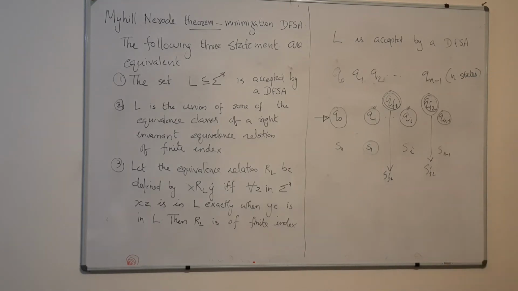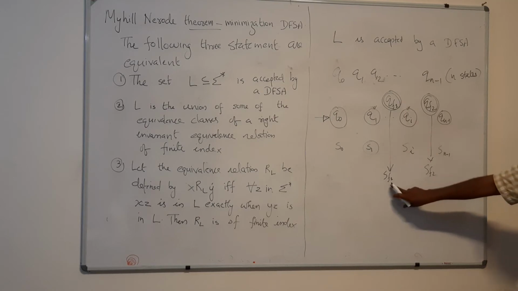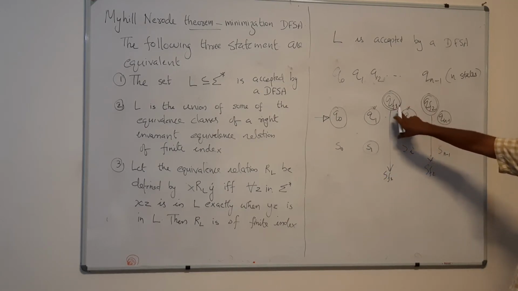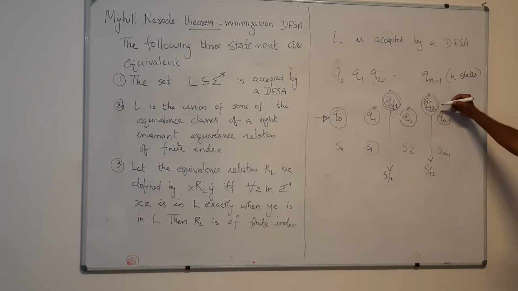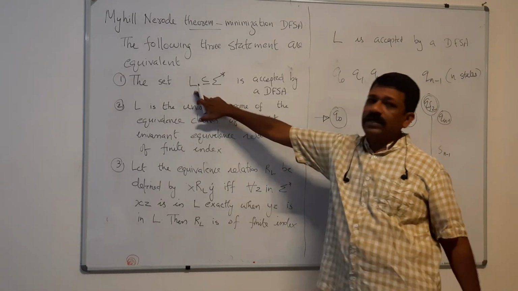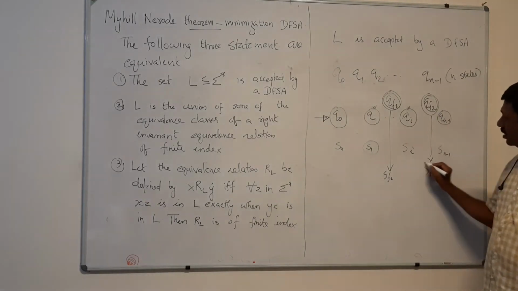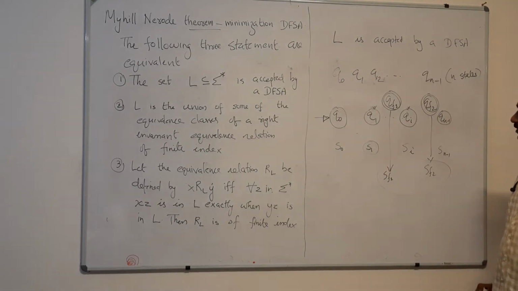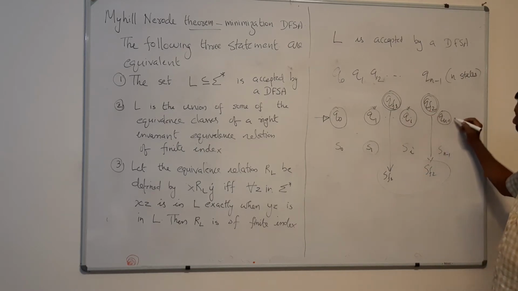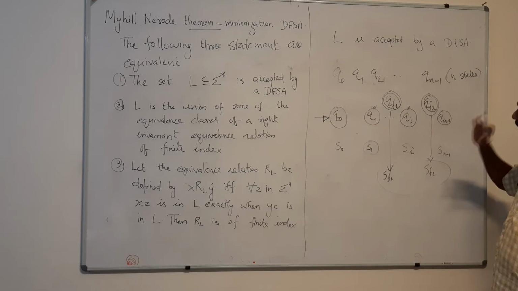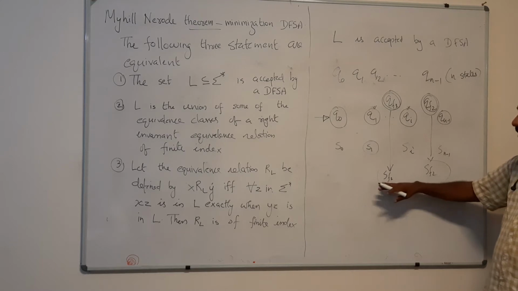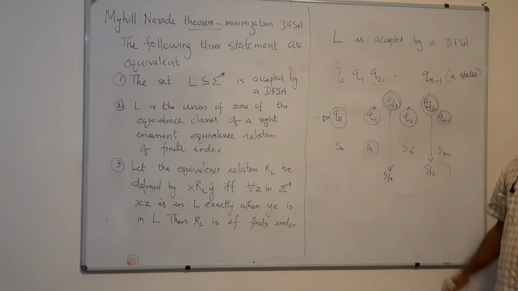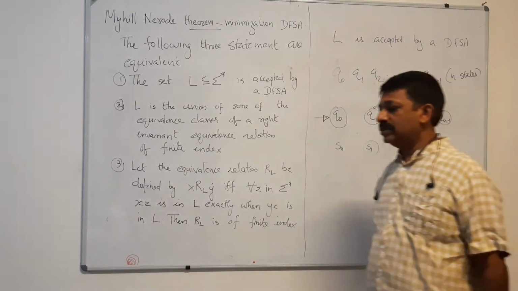Suppose these are the equivalence classes represented by sf1, which belongs to the final state qf1, and sf2, the equivalence class which belongs to the final state qf2. Then this language will be the union of sf1 and sf2. Suppose qn minus 1 also is a final state. Wherever there are final states, the members of those equivalence classes have to be added to this L.